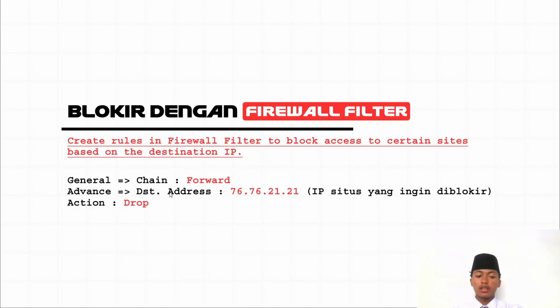There is the address in the advanced tab. There is the destination address. You can put 7676 2021 and 21, this IP, for one of the sites. I forget what kind of site. After that, there is action drop. Action drop means you block the access. You give the rule to block access to this website or these sites.